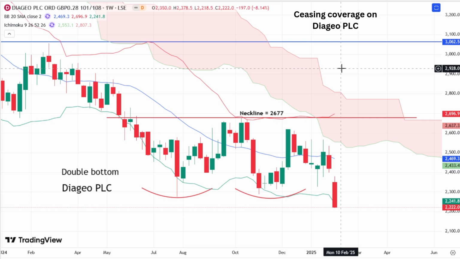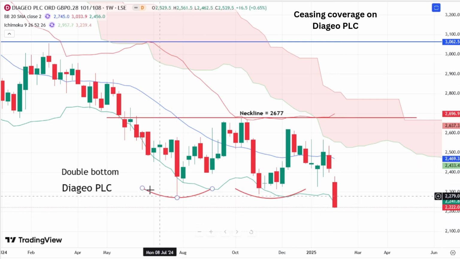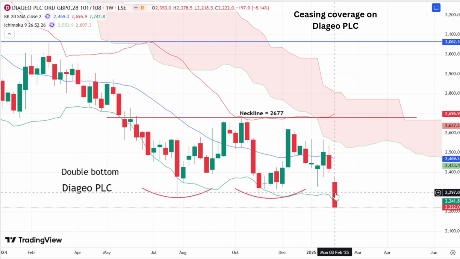Diageo has also lost its bullish potential from a potential double bottom. This week's sharp decline, gapping down in fact, has invalidated this double bottom. I will now cease coverage on Diageo.